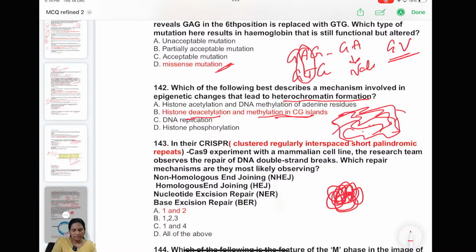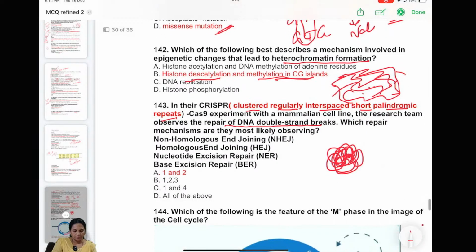In CRISPR, what is CRISPR? Clustered regularly interspaced short palindromic repeats. That is CRISPR. Cas9 experiment with mammalian cell line. The research team observed repair of DNA double helix pattern. Which repair are they most likely observing? In this CRISPR, which is most likely observing? NHEJ, that is non-homologous end joining, and homologous end joining are the repair mechanisms that happen and correct it.